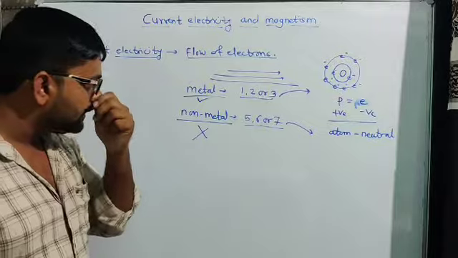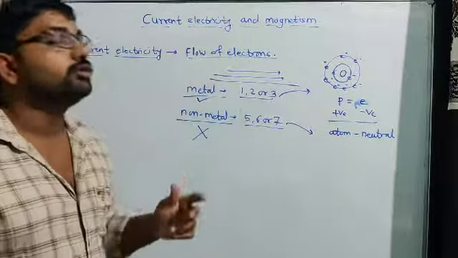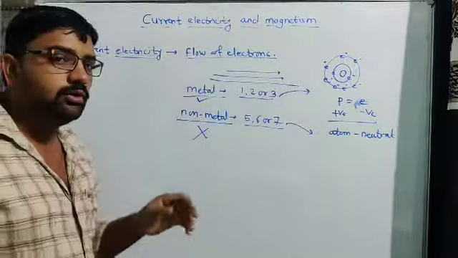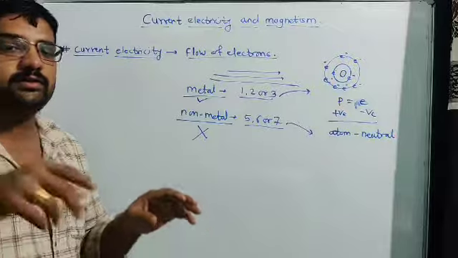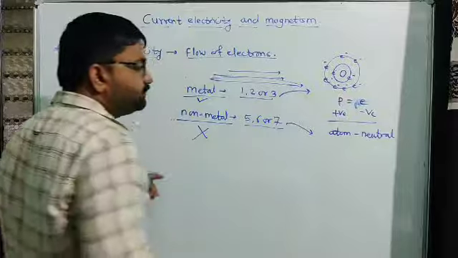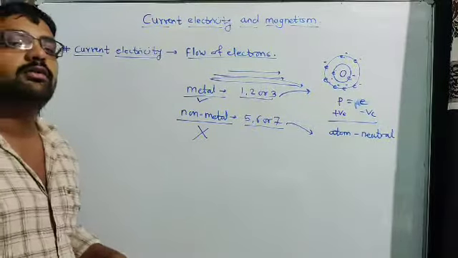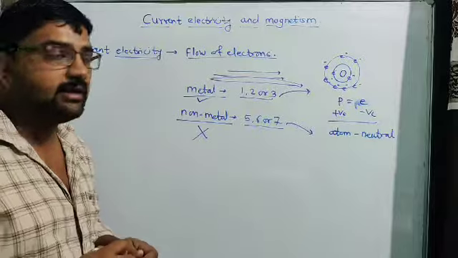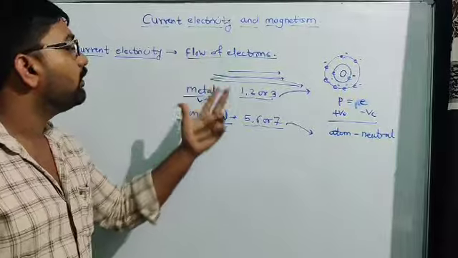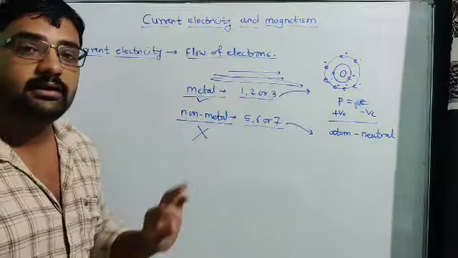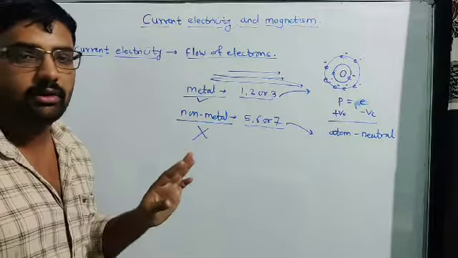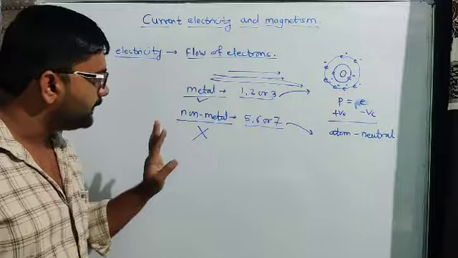In such a way, electric current is produced inside metals. Electrons move from one atom to another atom, suppose in one wire they move from here to here. Continuously electrons are in motion and generation of electricity takes place. This flow of electrons is nothing but current electricity. It is simply called electric current.